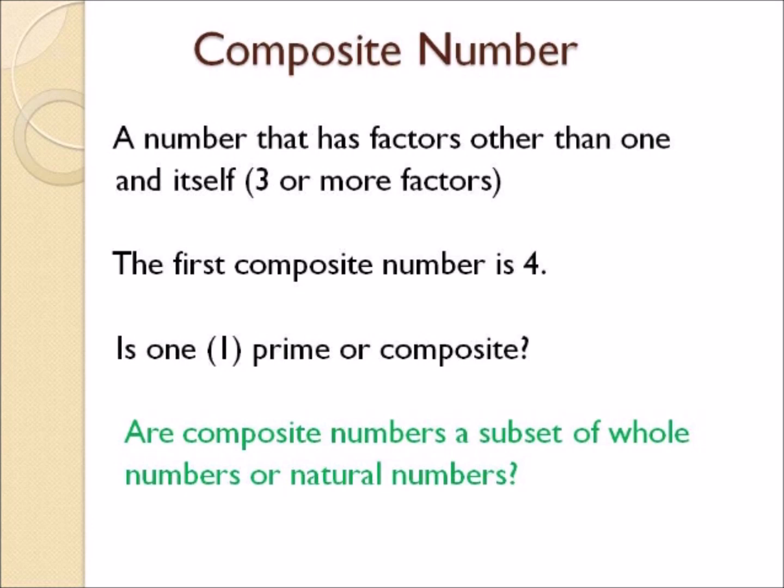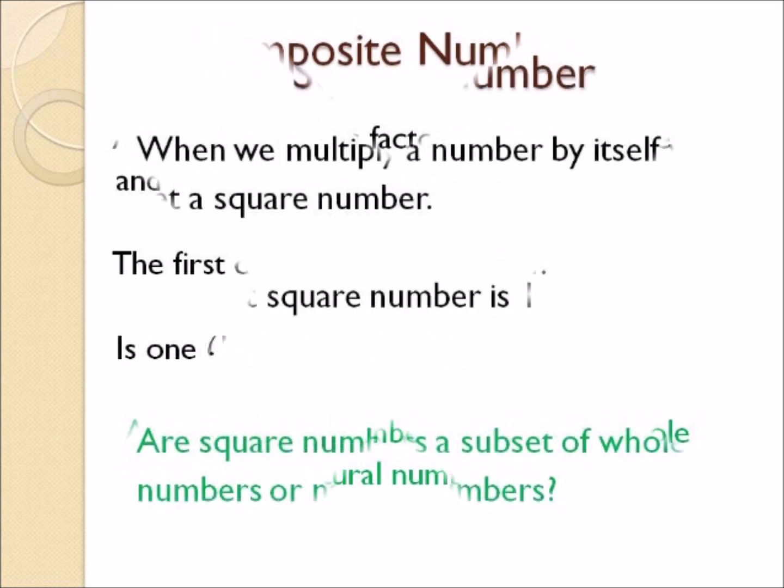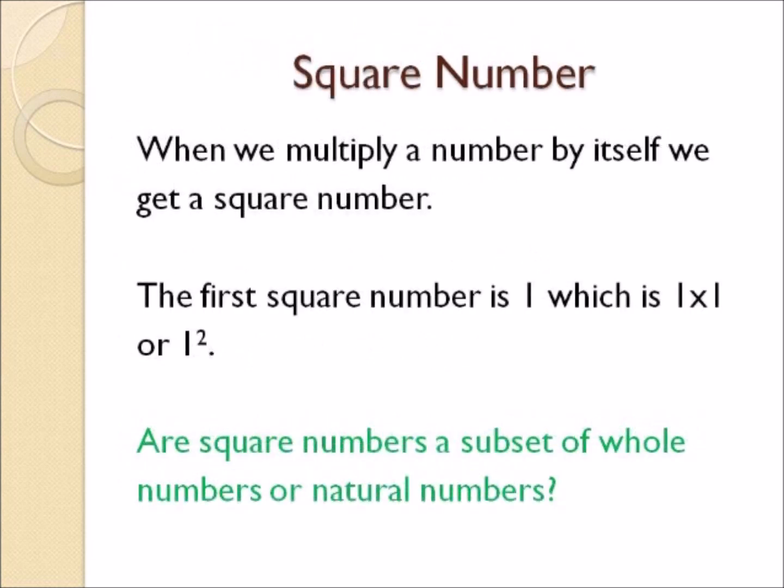Is 1 prime or composite? Is it prime? No. Is it composite? No. It's not prime or composite. Our composite number is a subset of whole numbers or natural numbers. What's the first one? 4. So it has to be natural numbers.